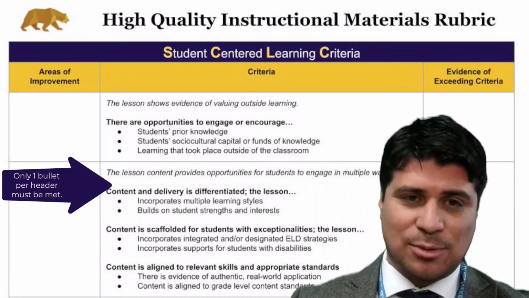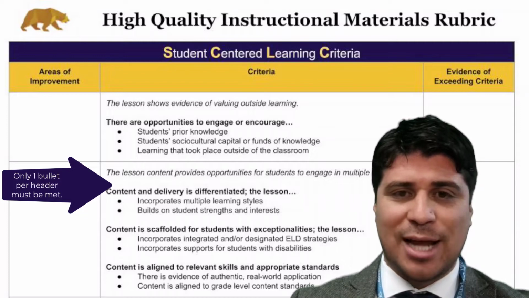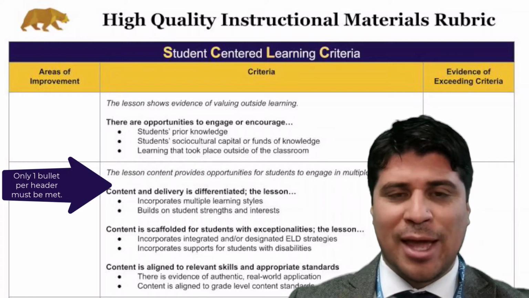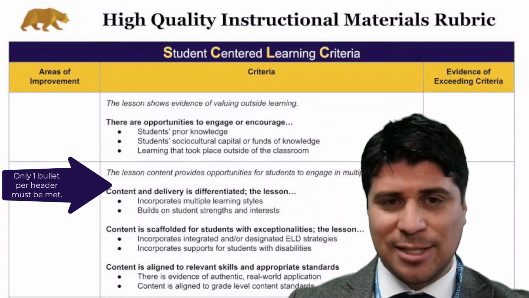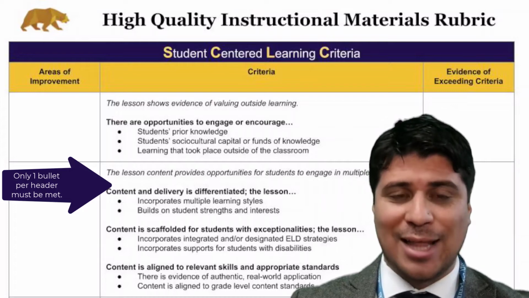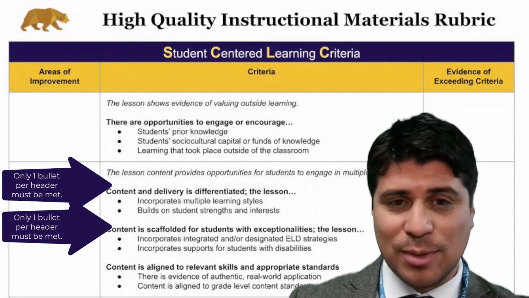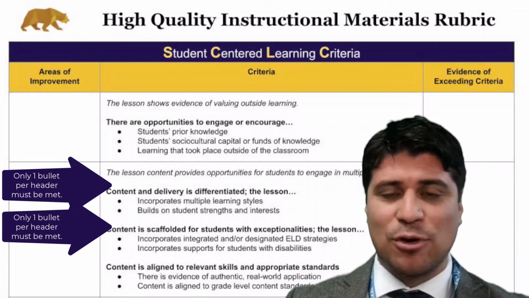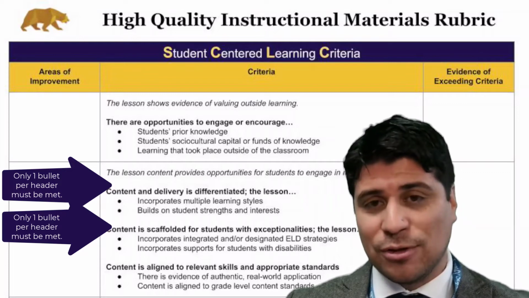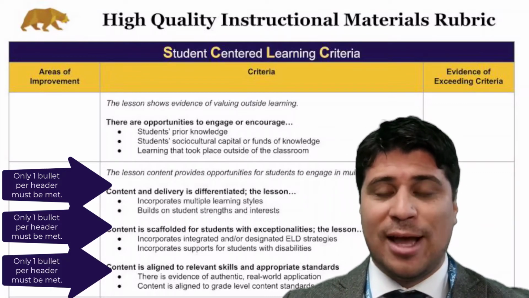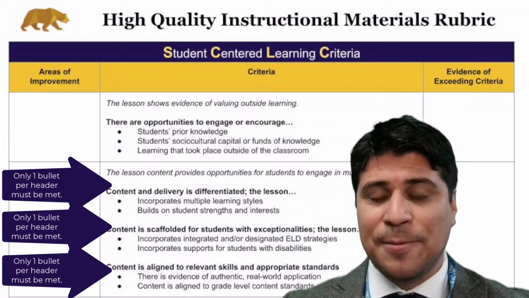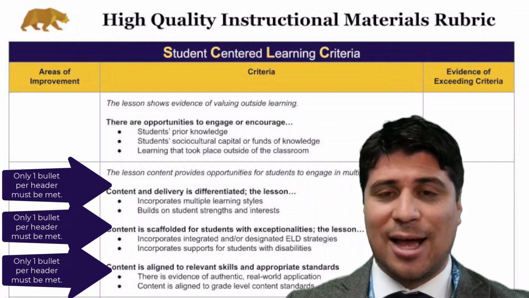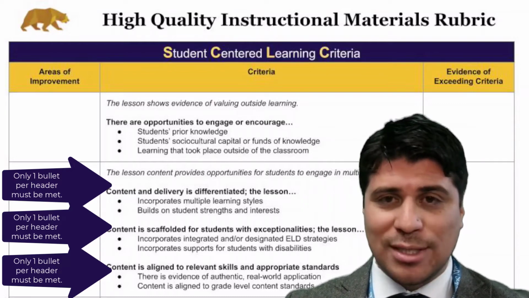You look at the next one. It says content is scaffolded for students with exceptionalities. The lesson incorporates integrated and/or designated ELD strategies and incorporates supports for students with disabilities. It needs to include at least one of those bullets. And finally, the third one says there is evidence of authentic real-world application. Content is aligned to grade level content standards. It needs to meet one of those 2 bullets. So the person who submits a lesson needs to have all 3 of those headings, and those headings are satisfied with one of the bullets underneath.